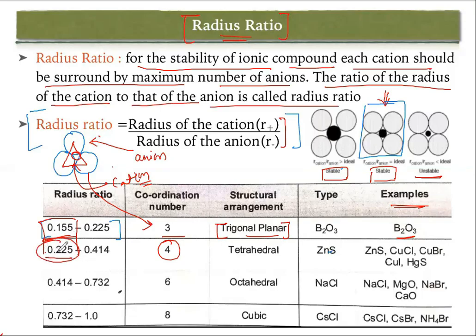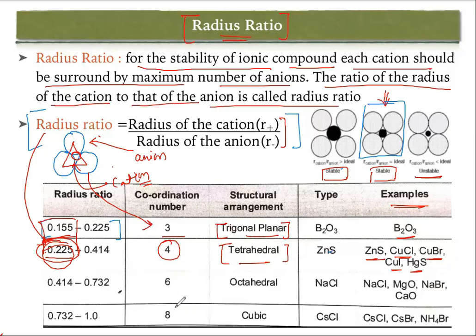So, for example, if in the exam they ask you that the cation size is given, and it is going to form coordination number 4 or a tetrahedral structure, what is the anion size? In that case you take this radius ratio, put in the cation size and find out the anion size, or put in the anion size and find out the cation size. Now the examples are ZnS, CuCl, CuBr, CuI and HgS.